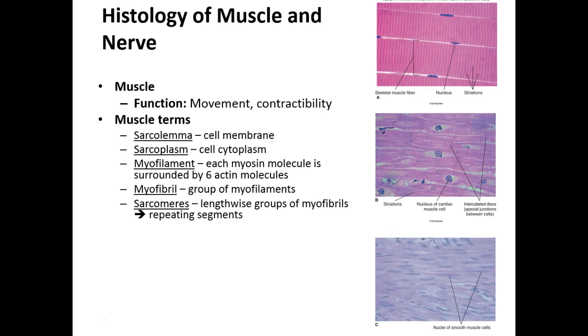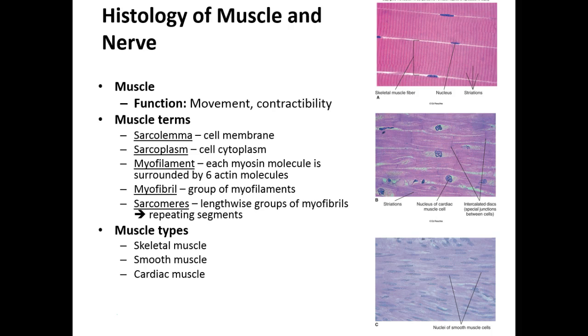Remember, we talked about neuro, meaning nerves too, and we'll get to those today too. So sarcoplasm would be the cell cytoplasm in a muscle cell. Myofilaments, you have myosin that's surrounded by 6 actin molecules. So myofibrils, a group of myofilaments, and then sarcomeres. These are lengthwise groups of myofibrils, which are repeating segments. So we talked about these structures in lecture yesterday. We're going to talk about them again tomorrow as we continue our discussion.